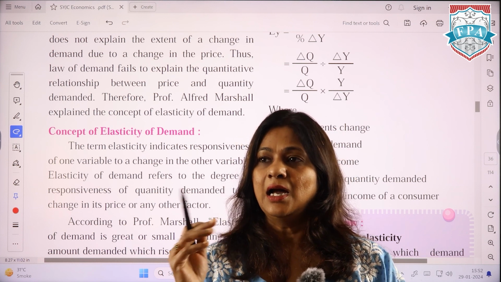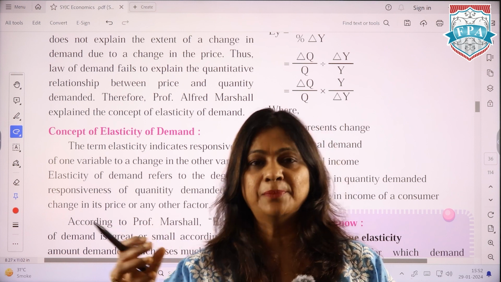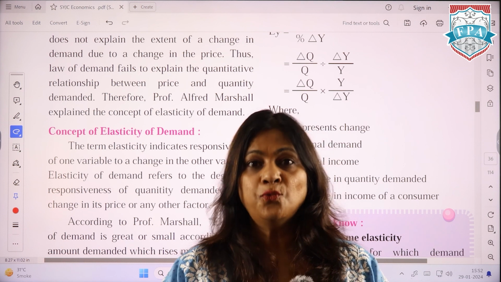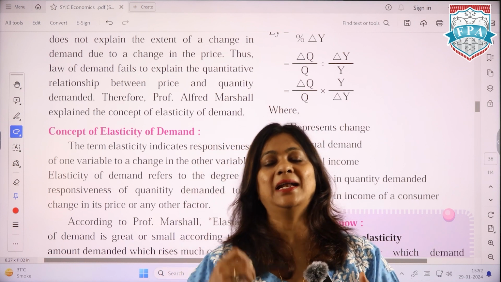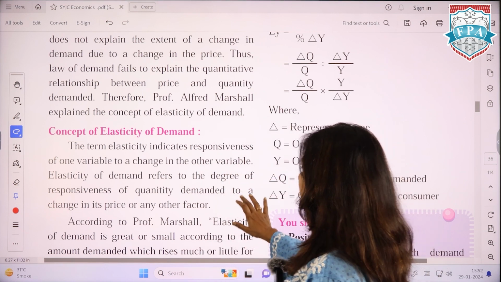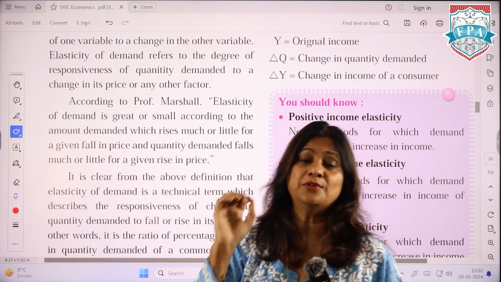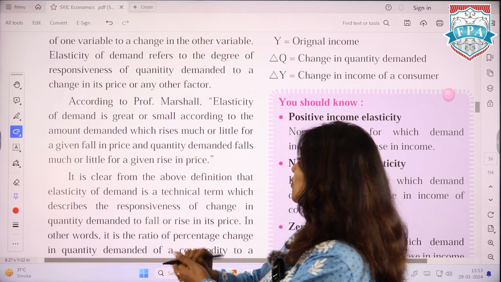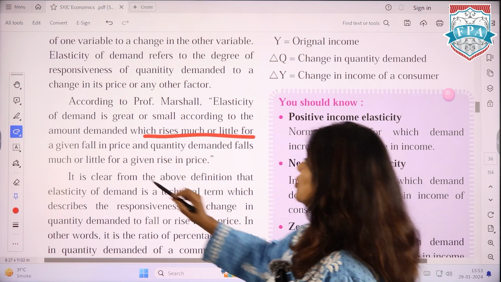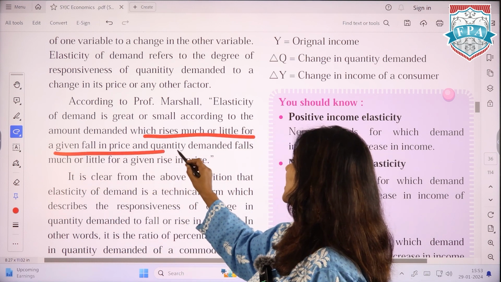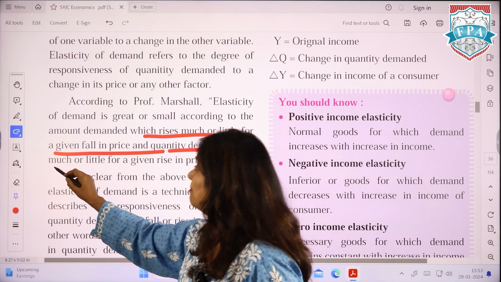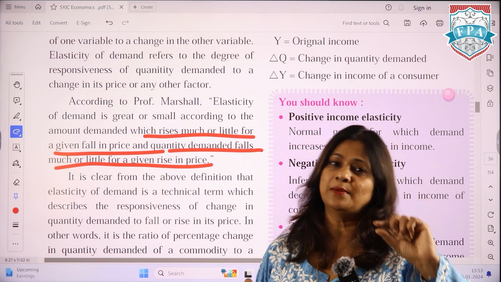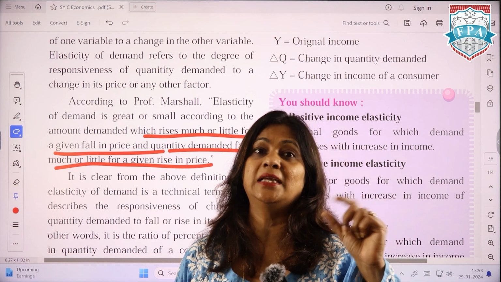That is, with respect to a variable which can be price, which can be income, which can be a substitute good, a complementary good, what is the change in the demand which is expected? So this is what Alfred Marshall tried to tell you, that elasticity of demand is great or small according to the amount demanded, which rises much or little for a given fall in price, and quantity demanded falls much or little for a given rise in price. कितना प्राइस बढ़ा है या कम हुआ है उसके रिस्पेक्ट से कितनी डिमांड बढ़ी है या कम हुई है.